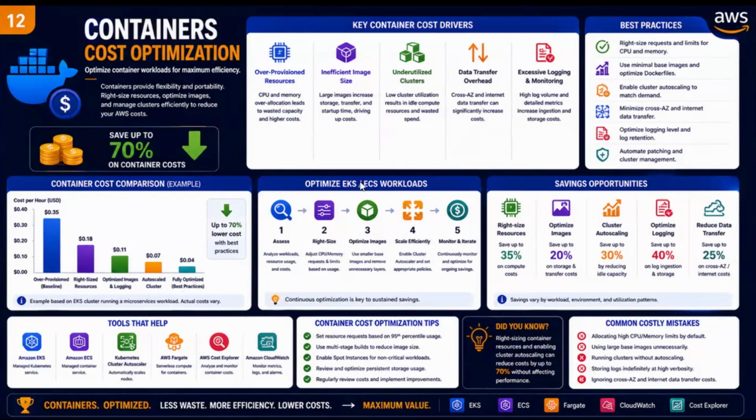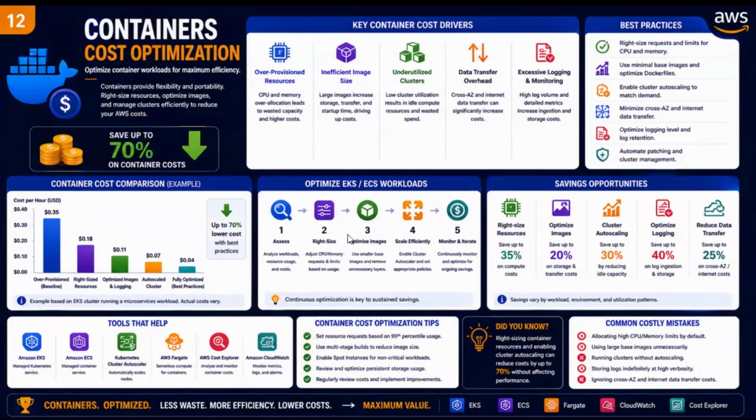So the optimization key, in case of the workload: assess and analyze the workload to reduce usage and cost. Right-size: adjust the CPU and memory requests and limits to the baseline usage. Optimize images: use small base images. The next step is to scale the efficiency, and monitor and iterate this process. So these are the options for how container cost optimization works.